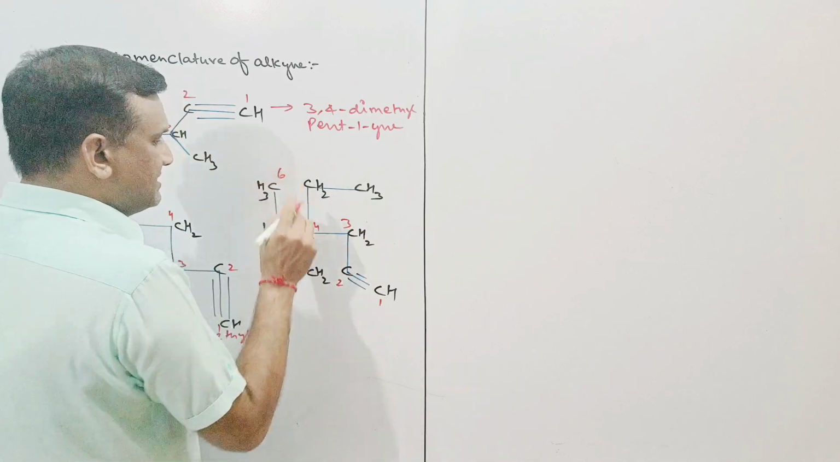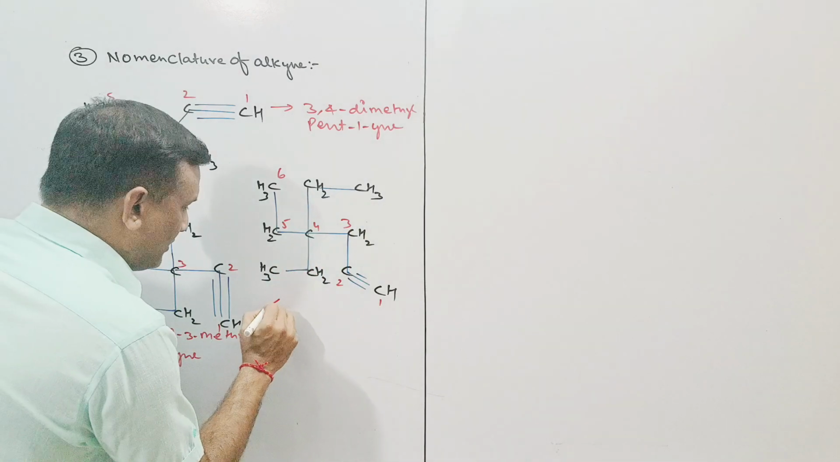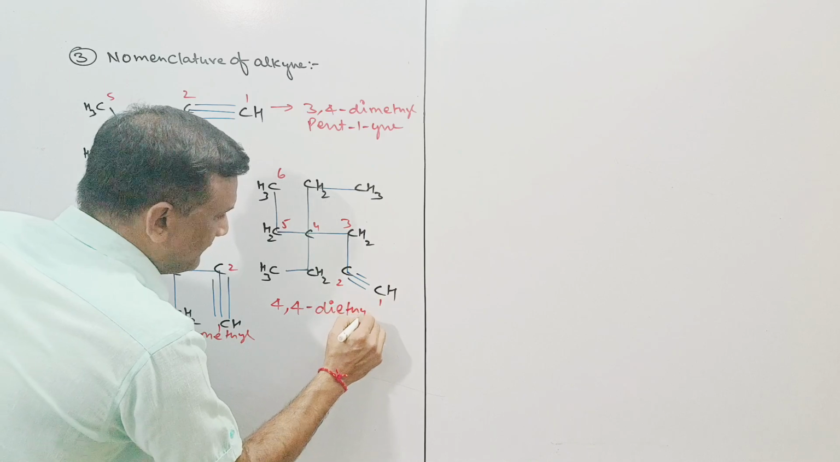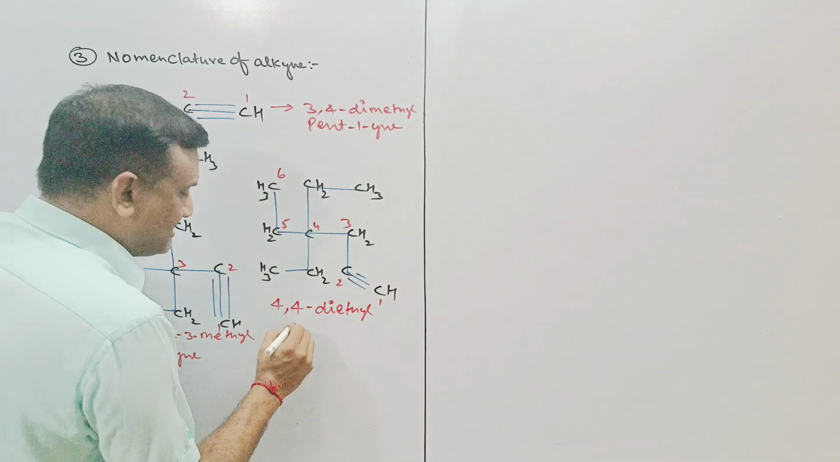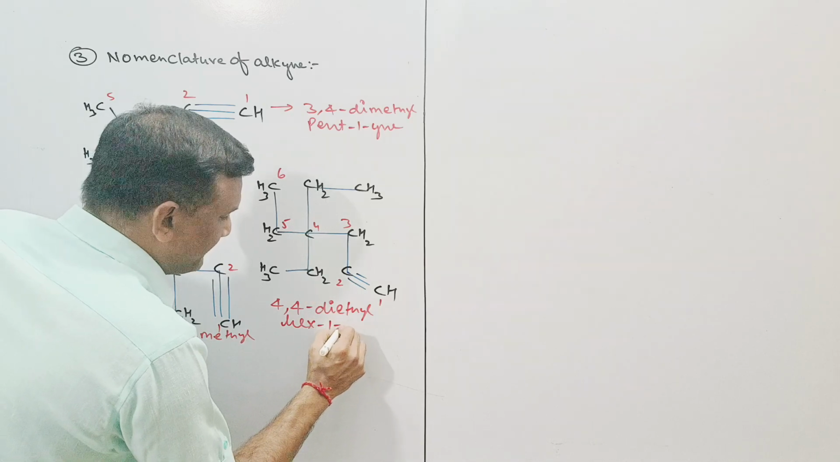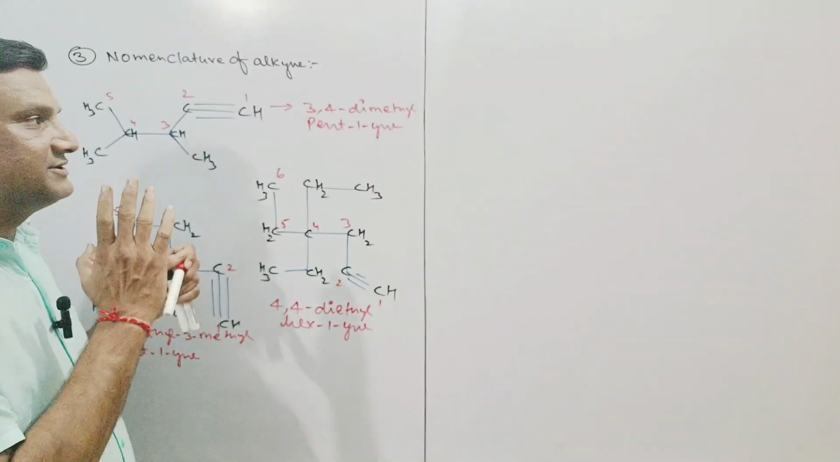If we go with this compound, the counting will be from this side: 1, 2, 3, 4, 5 and 6. At number 4 position there is ethyl and ethyl also. So you will call it 4,4 diethyl. There are 6 carbons in the chain, so hex. At number 1 position there is a triple bond, so it will be hex-1-yne. So this was about just the nomenclature of alkyne.